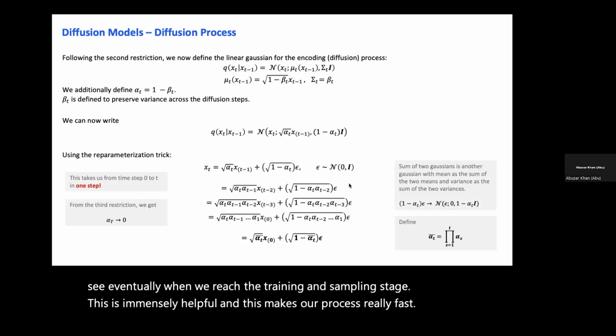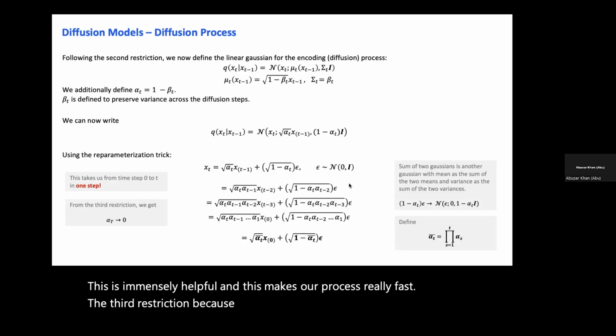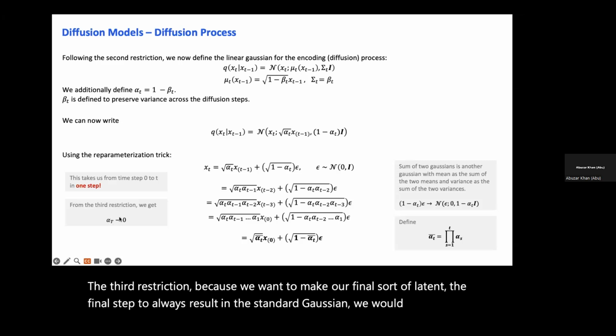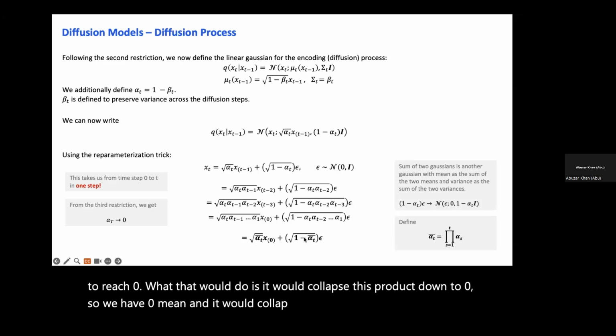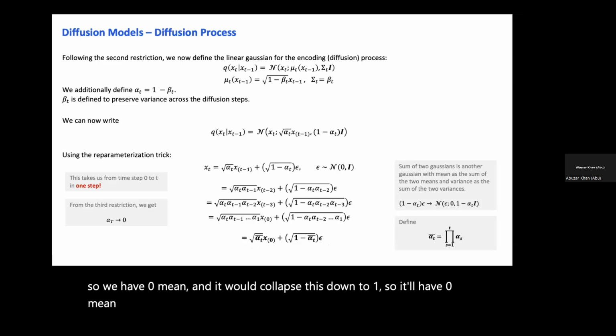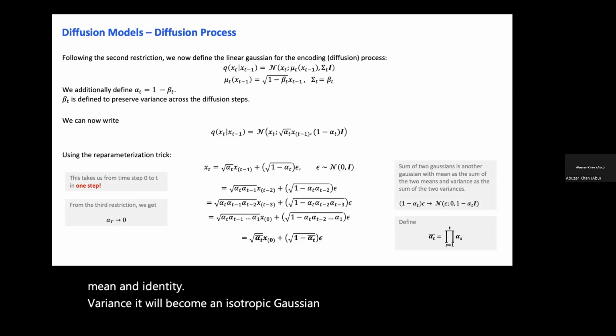The third restriction: because we want the final latent, the final step, to always result in the standard Gaussian, we would want alpha t bar to reach 0. What that would do is collapse this product down to 0, so we have 0 mean, and it would collapse this down to 1. So it'll have 0 mean and identity variance. So it'll become an isotropic Gaussian.